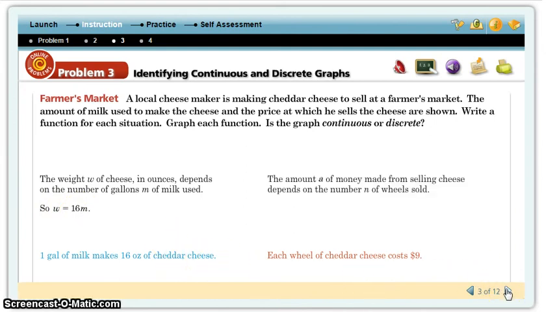The amount A of money made from selling cheese depends on the number N of wheels sold. So A equals 9 times N. They're just simply coming up with these variables from the information. They're just making up the weight of cheese is W, the gallons of milk is M. So you could use whatever variables you wanted here, but these are two separate problems that we're graphing in one example. That's the reason why we've got 4 different variables going on.